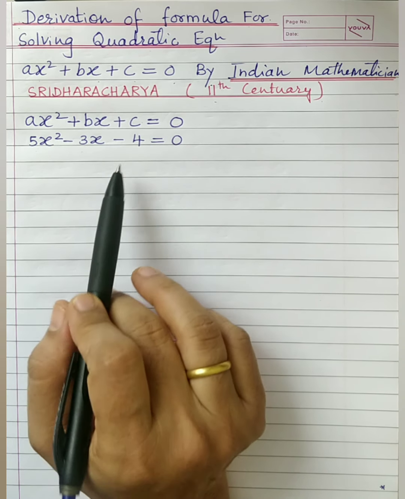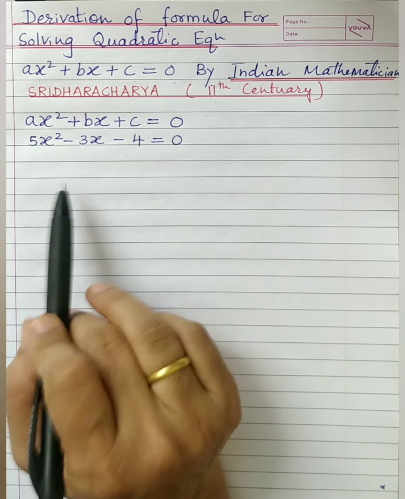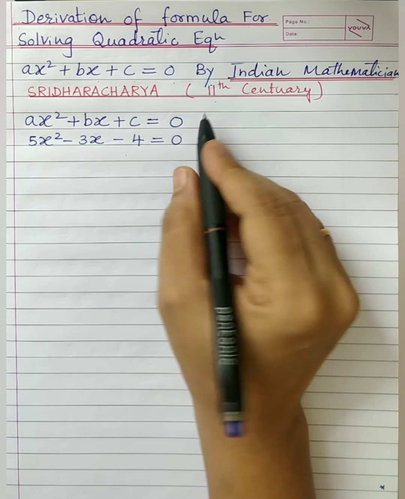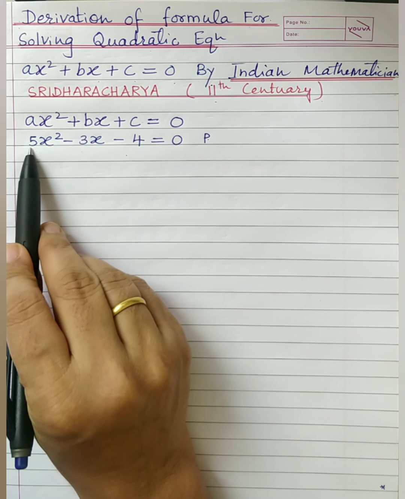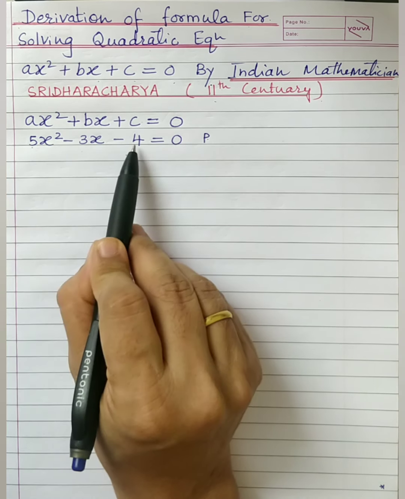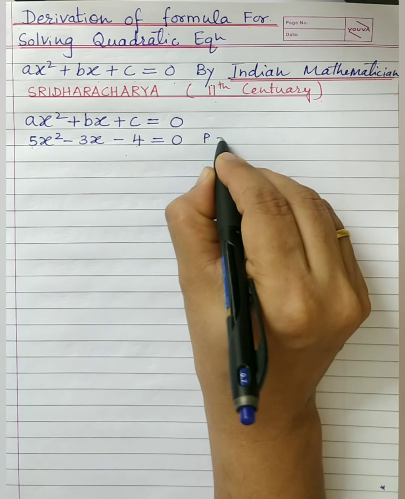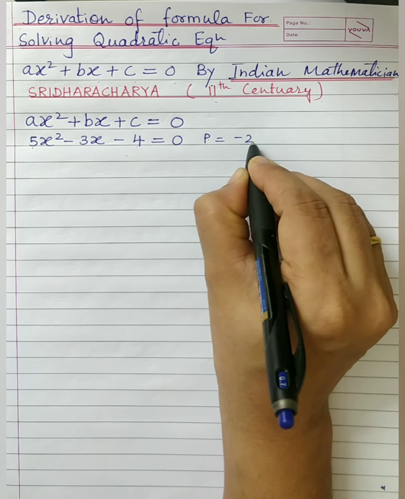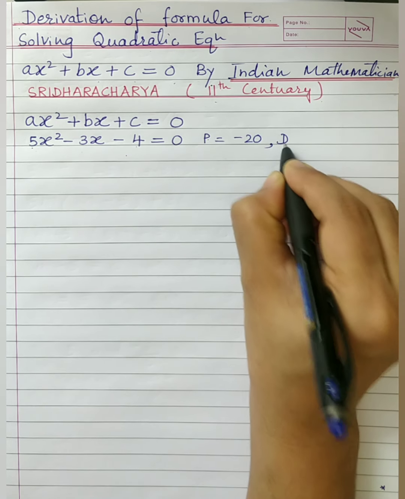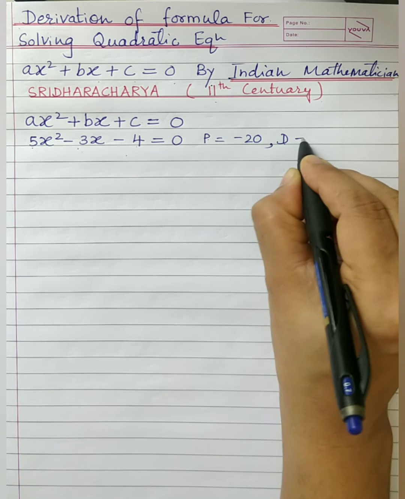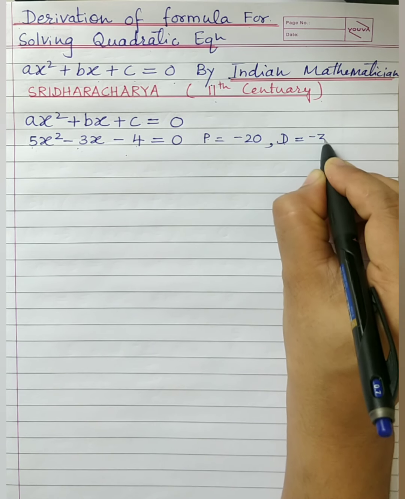Till the previous class, which method have we studied? Factorization method. So in that method what are we doing? We are finding the product. What is the product here? 5 multiplied by minus 4, that is what? Minus 20. Product is negative. What are you finding? Difference. What is the difference? Coefficient of x, that is minus 3.